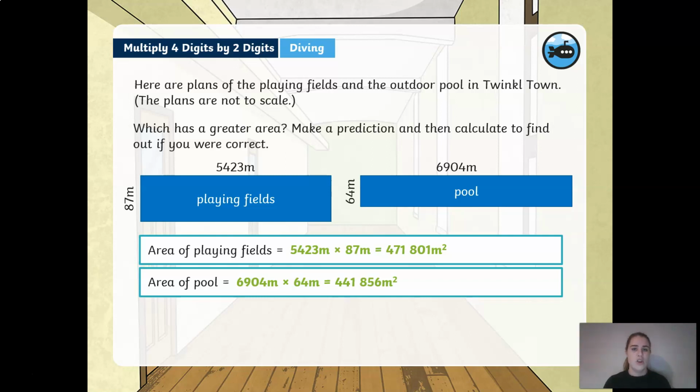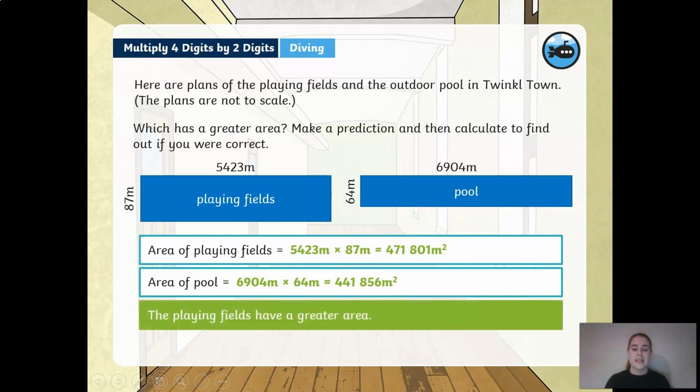Now, we can see looking at that, if we start from our largest number, they're both within the 400,000s. So we know they're roughly not too far away from each other. However, if we look at our 10,000s column, we can see that here it's 70,000 and here it's only 40,000, which means the playing fields must have the greater area because it's a bigger number.